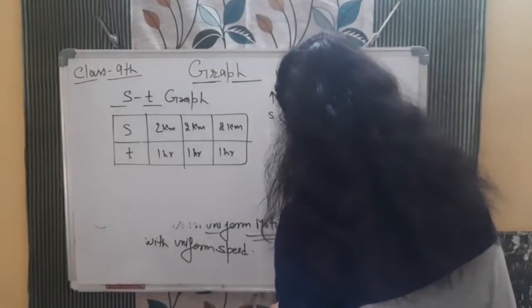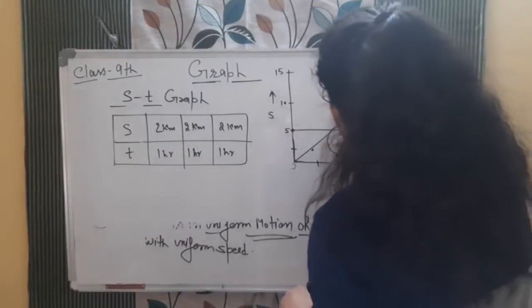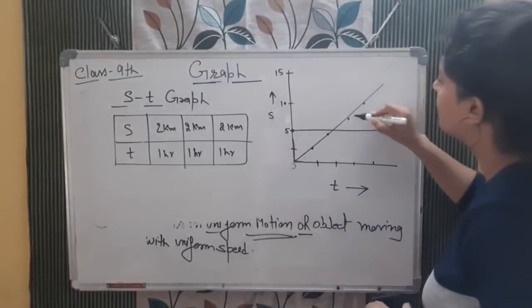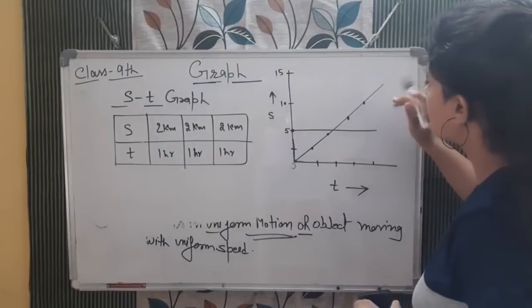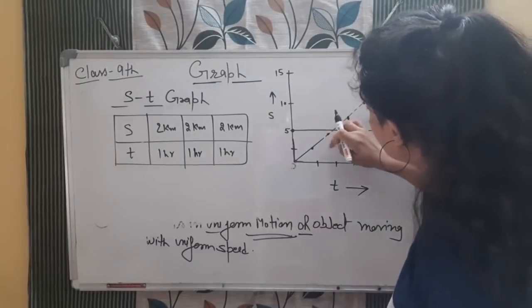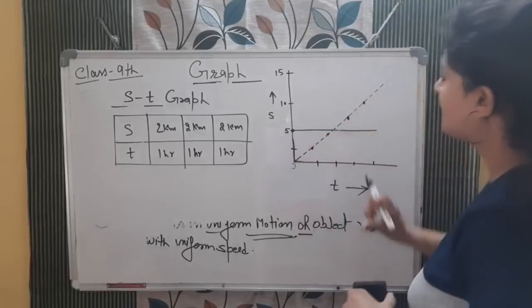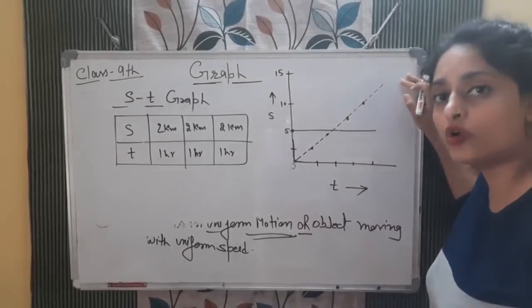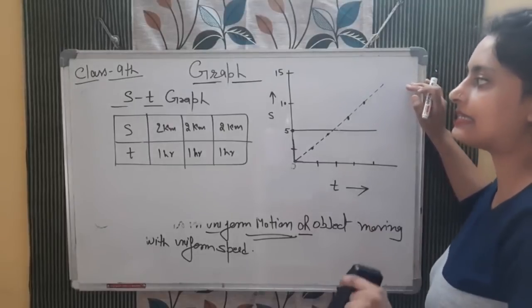It will be a straight line passing through the origin. Okay. So this will be the graph. I am making it dotted so that you can understand. Okay. So this dotted one is what? When object is moving with the uniform speed. Okay. Third case is what?